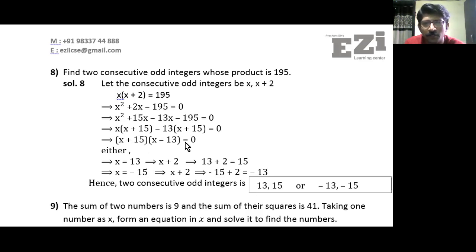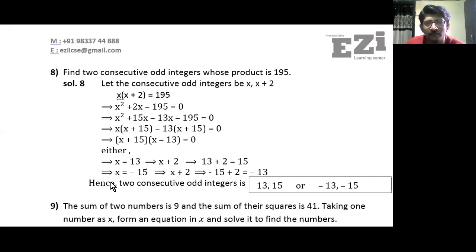Now, using the zero product rule, either x minus 13 would be 0 or x plus 15 would be 0. If x minus 13 is 0, that means x is equal to 13. And if x plus 15 is equal to 0, that means x is equal to negative 15. So we retrieve the x values: x is 13 or x is equal to negative 15. Isn't it? Now, if the first integer is 13, then what will be the second integer? x plus 2, that is 13 plus 2, which is 15. And if the first integer is negative 15, then x plus 2, that is negative 15 plus 2, will become negative 13.